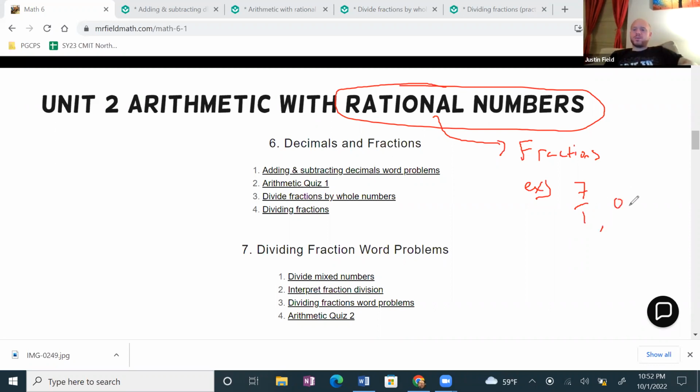Also, 0.25, that is not a fraction. That is a decimal. But can we write it as a fraction? Yes, we can. And so what is that fraction? Well, 0.25, the proper way to say it is 25 hundredths, right? Did you know that? So that's because we can write it as 25/100.